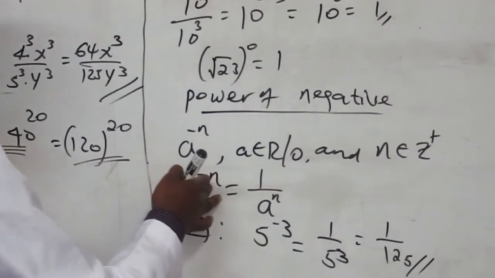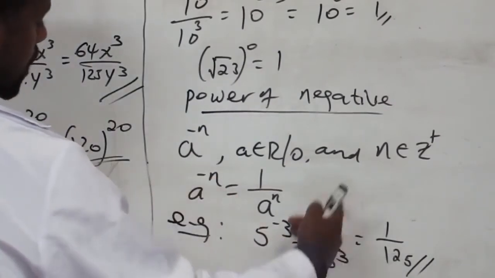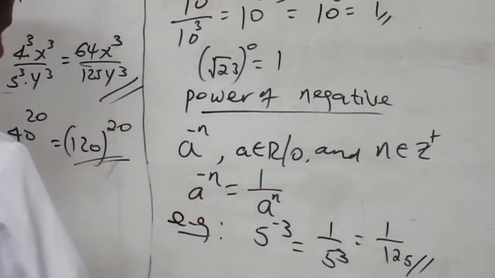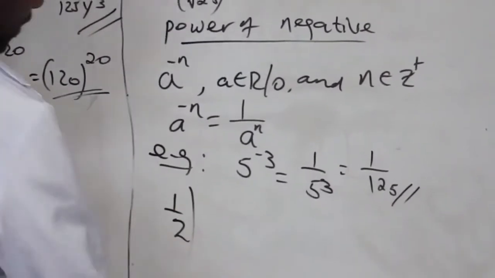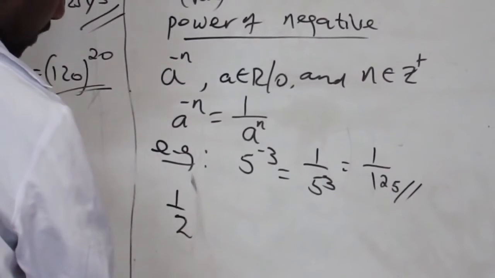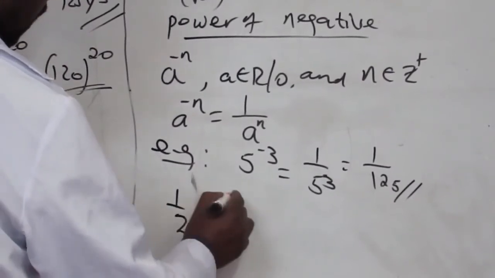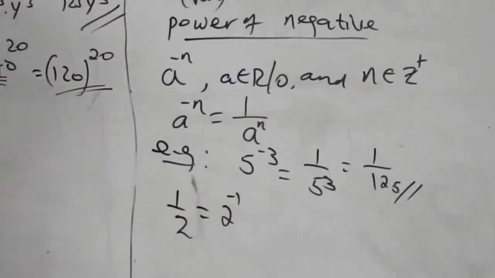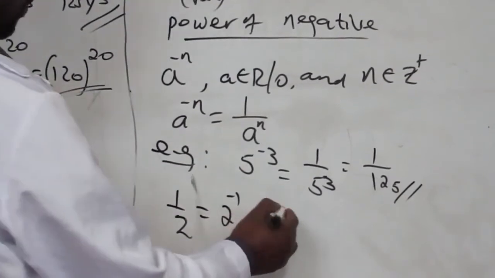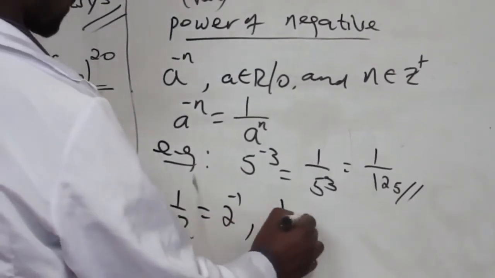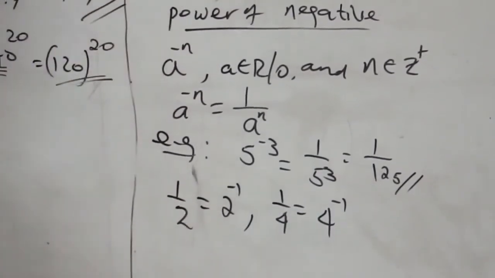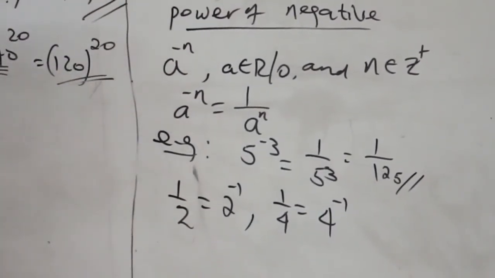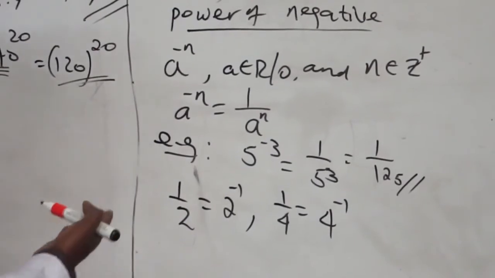Whatever the value is, you have to write it as a reciprocal. For example, 1 over 2 can be written as 2 to the power of negative 1. Or we can say that 1 over 4 can be written as 4 to the power of negative 1. And from your physics and chemistry lessons, you have written such kind of numbers using scientific notation.